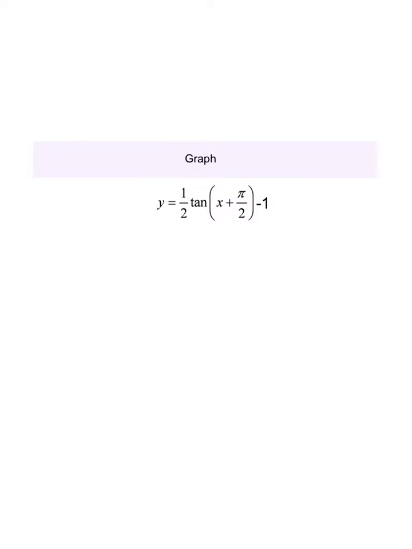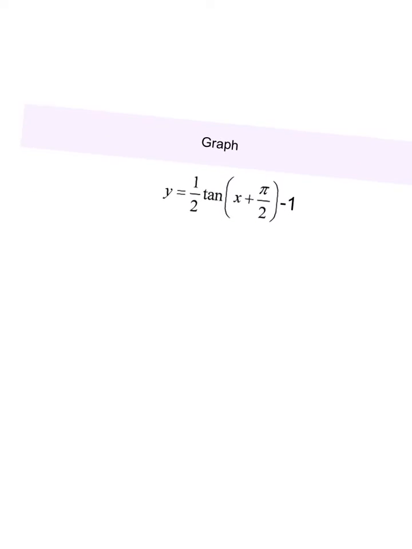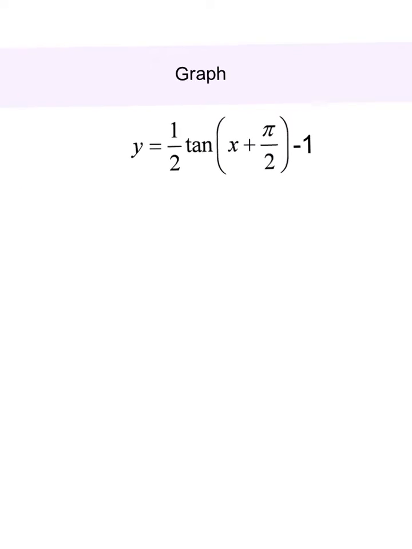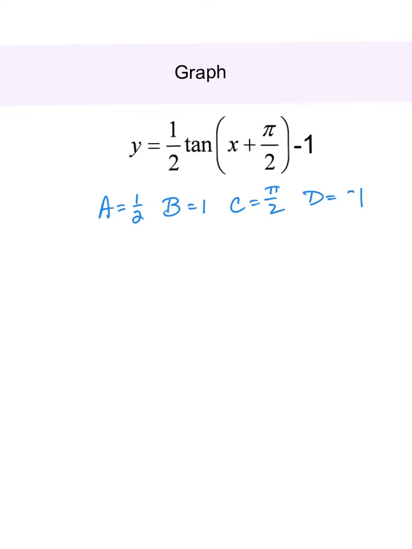Next, we're going to graph tangent, but transformed. So I want you to see how this is done. So let's first identify what A, B, C, and D are. I'm going to make this a little larger. So A here is a half, B is 1, C is pi over 2, and D is -1.